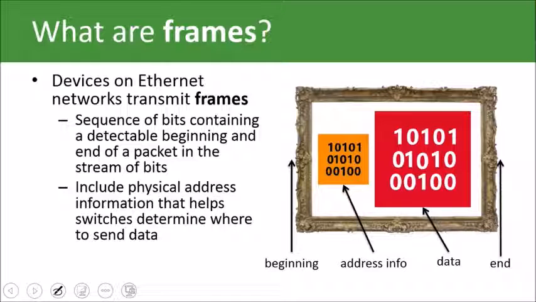Frames contain physical address information that helps switches determine where to send data. So switches don't actually send data using IP addresses. Switches send data, or they navigate data, by using MAC addresses or physical addresses. We'll talk about what a MAC address is in just a second.